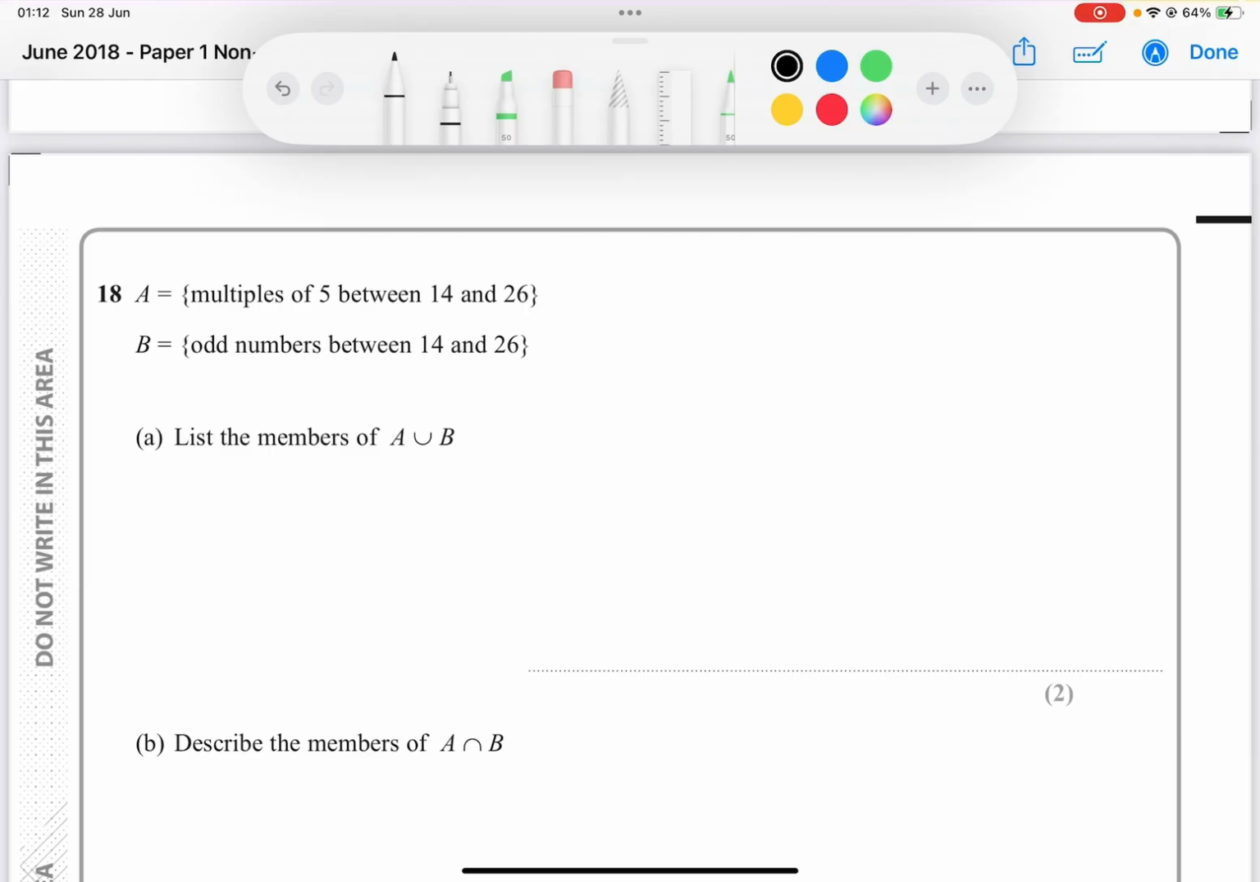Question 18. A is multiples of 5 between 14 and 26, and B is odd numbers between 14 and 26. So I'm just going to write out what A is, and I'm going to write down what B is, okay? And then we can work it out. It will be a lot easier, yeah?